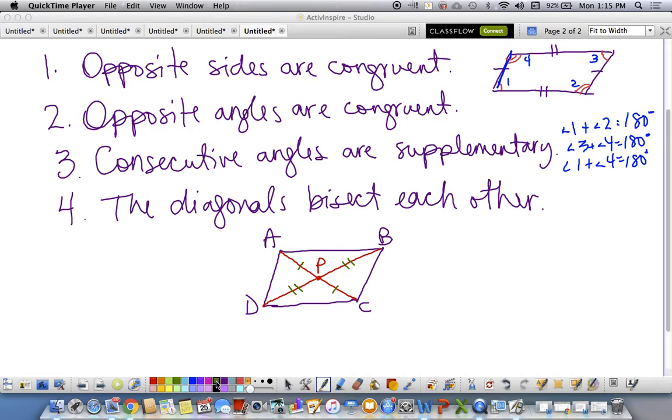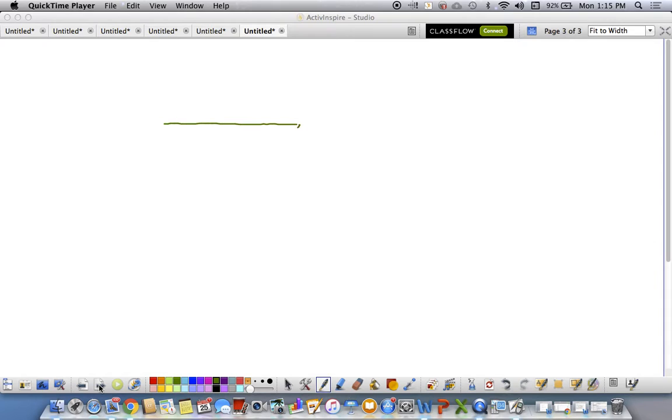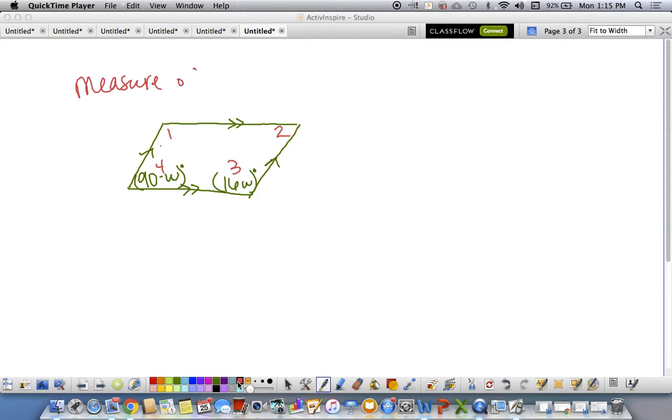So how can we use some of this in problems? Let's draw a shape. I tell you that this is a parallelogram. I'm going to give you this angle is 16W and this angle is 90 minus W degrees. And you're asked to find the measure of each angle.